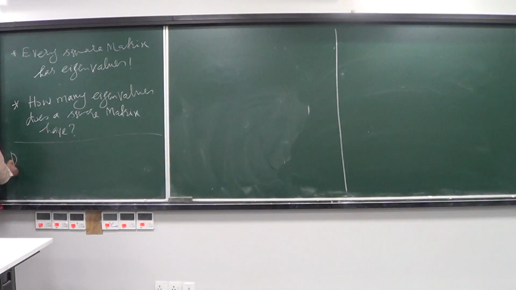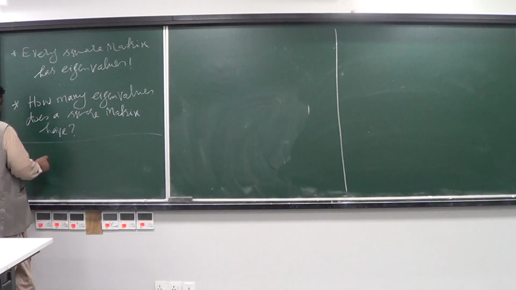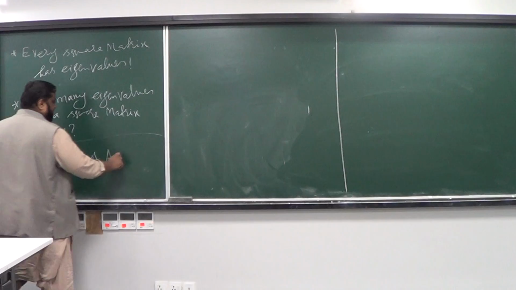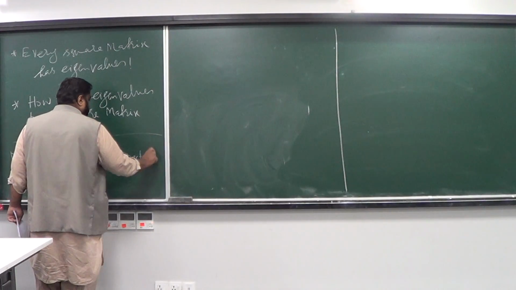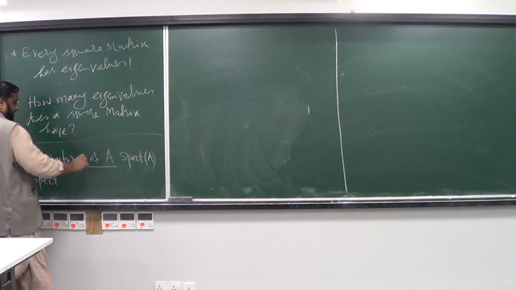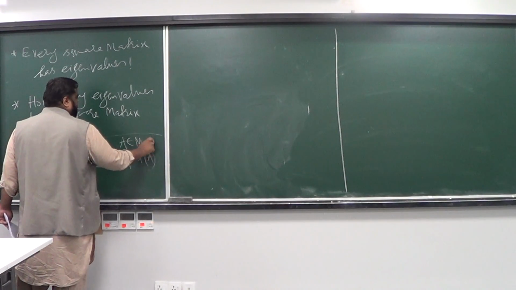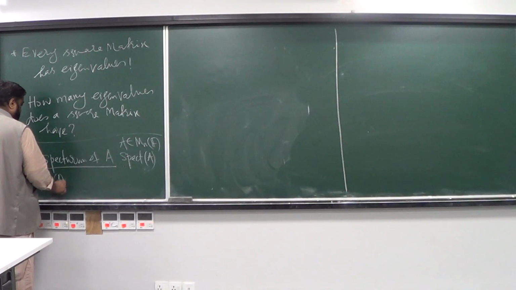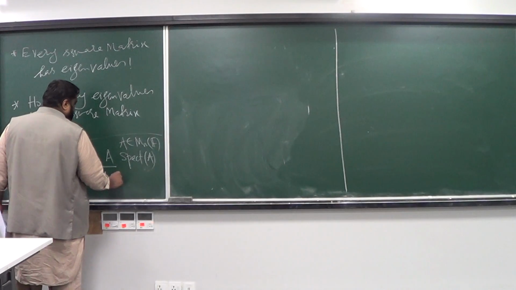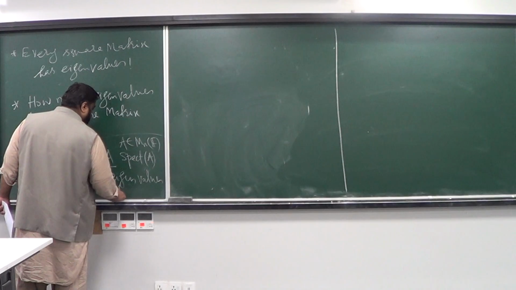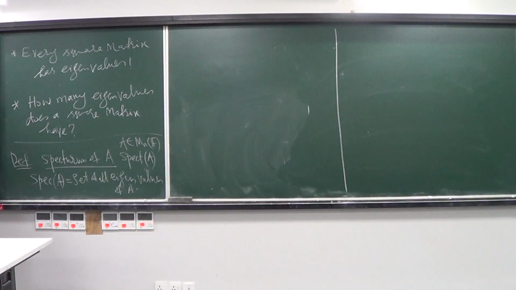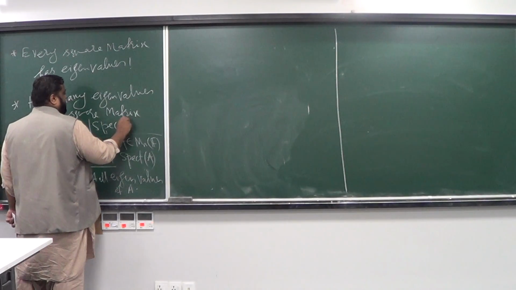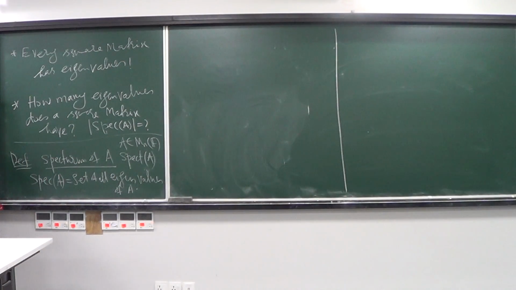We define the spectrum of A. If you have been given a matrix, what is the meaning of the spectrum of A? The spectrum of a given matrix A, where A is an n by n matrix from the field F, which could be real numbers or complex numbers, is the set of all eigenvalues of matrix A. In particular, we are interested in the size of this set.